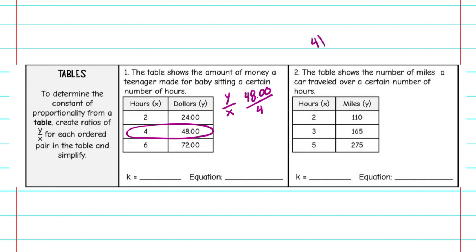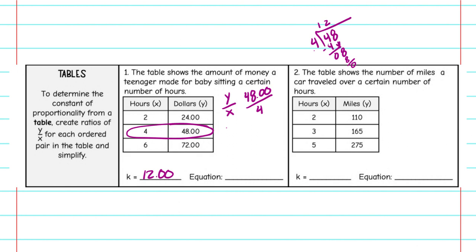So I'm going to do some math over here. How many times can 4 go into 48? 4 can go into 4 one time. Subtract it. That would be 0. Bring the 8 down. 4 goes into 8 how many times? 2. 2 times 4 gives me 8. That will zero out. So 12. So k equals $12, or just 12.